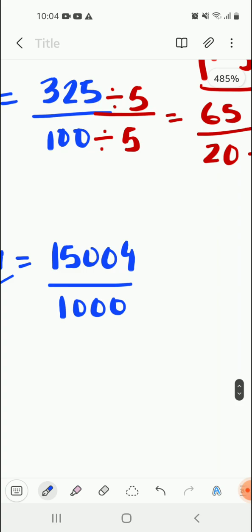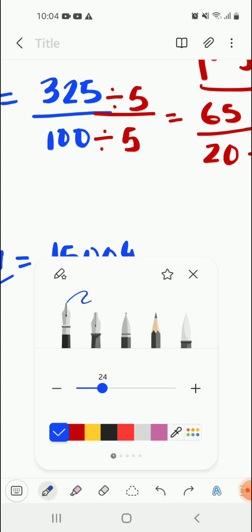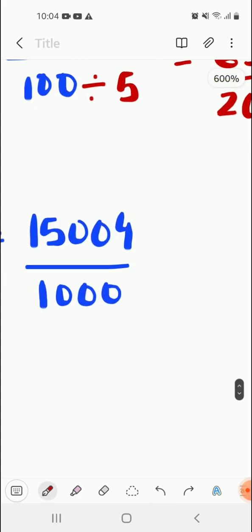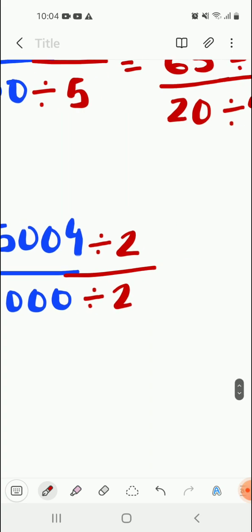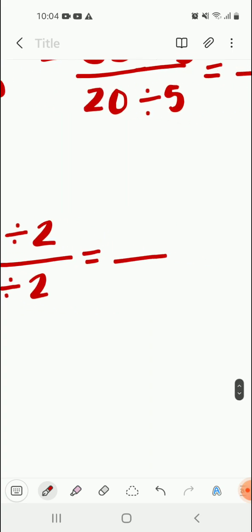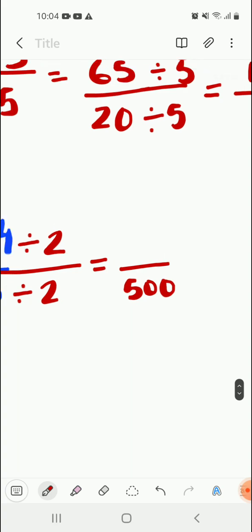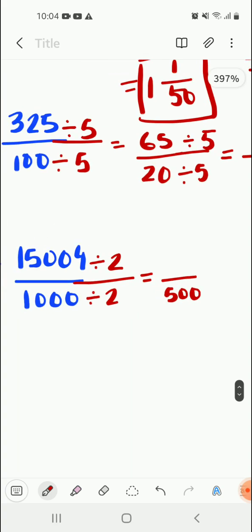After this, we are going to reduce the number. Both are even numbers since it ends with 4 and this ends with 0. So it's possible for us to divide both with 2. So divide it with 2, and the same happens with the denominator as well. 1000 becomes 500, and 15004 divided by 2, it becomes 7502.